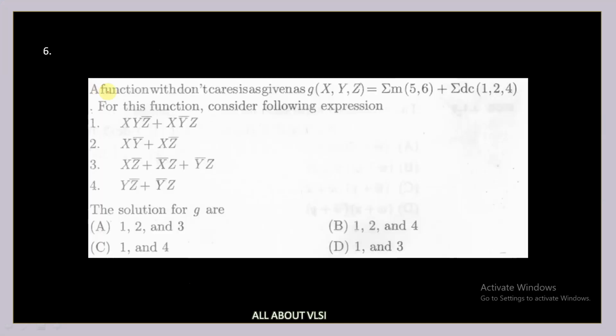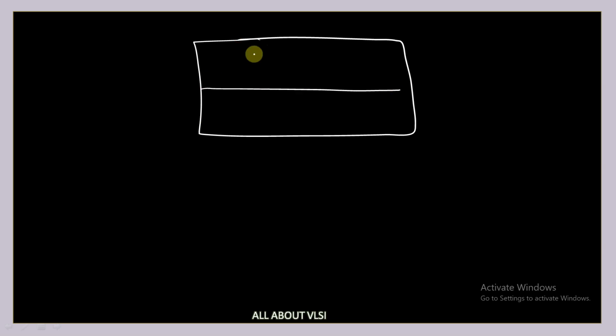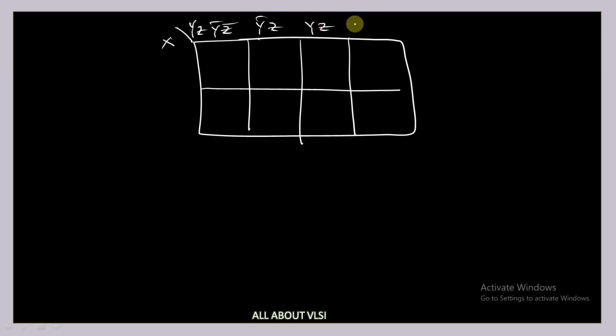So what we have, let me add some slides. So we have g of xyz is 5 comma 6 and don't care is 1 to 4. So three variable function. So that means this will be your k-map for your three variable function, and the min terms and the terms are x, y, z, y bar, z bar, y bar, z, y, z, and y, z bar, x bar, and x. Okay. So we have 5 and 6 as our min terms 0, 1, 3, 2, 4, 5, 7, 6. 5 and 6 and don't cares are 1 to 4. 1, 2, 4. So these are our don't cares.